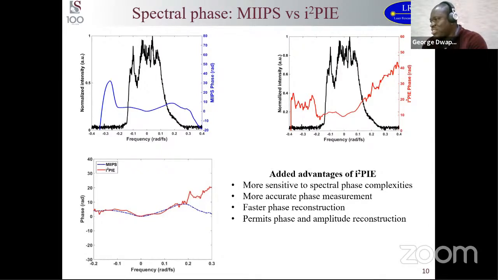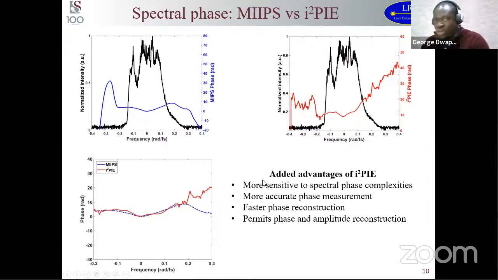Now, if it's more sensitive, then it means it gives more accurate phase measurements. And because it's a single shot, it's faster, and it also has the ability to reconstruct both the phase and the amplitude. So aside from all these added advantages, it has all the advantages of MIPS as well.